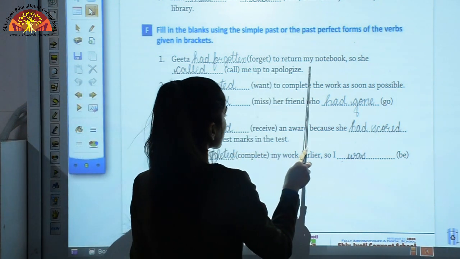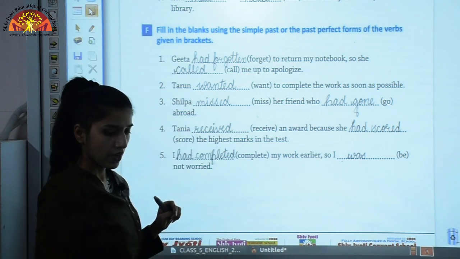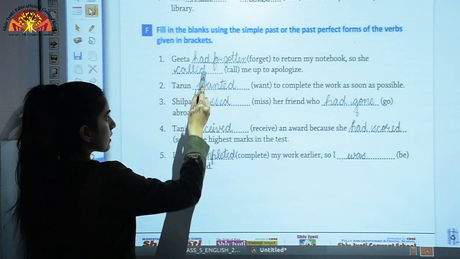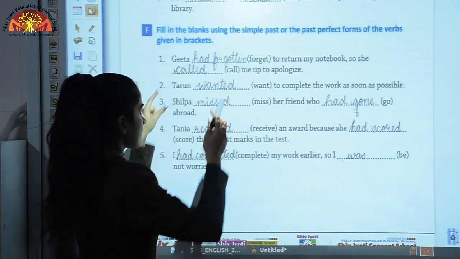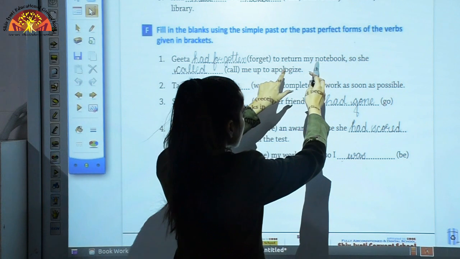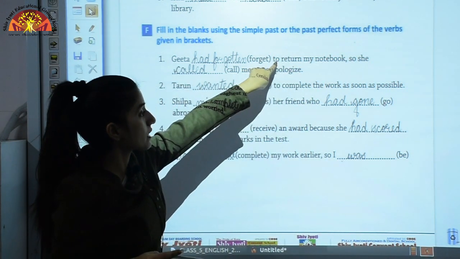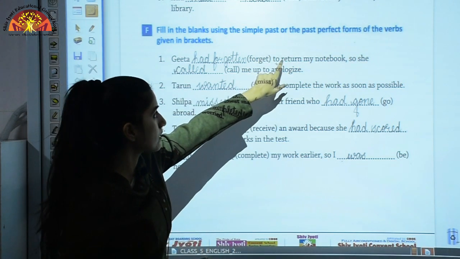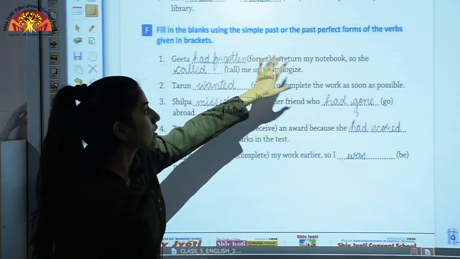Geeta dashed to return my book, so she dashed me up to apologize. Okay, so which action took place first? Geeta forgot the book, that is why she apologized. So the reason for apologizing was forgetting the book, so this action happened first. Which action took place first? This one, that is Geeta forgot to return the book.